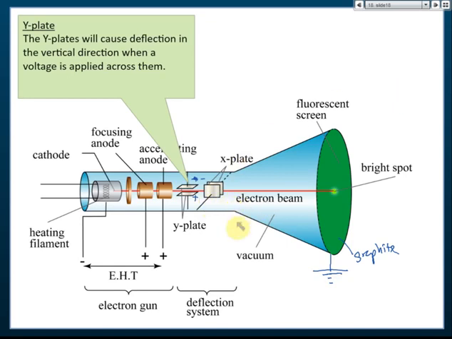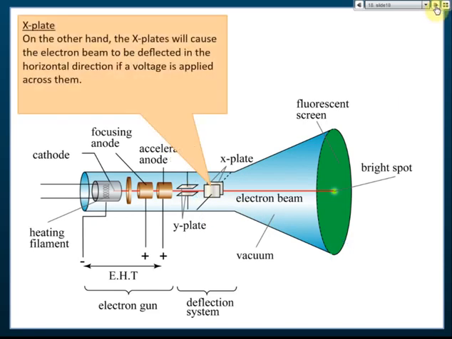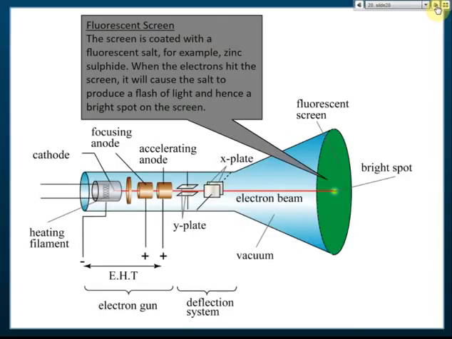Functions of each component of this cathode ray oscilloscope. The Y plates deflect the beam up and down, the X plates deflect it left to right, and the fluorescent screen absorbs the light to produce a bright spot.